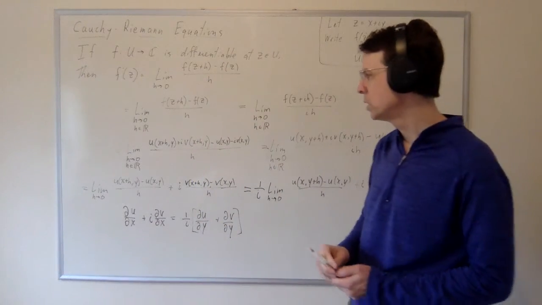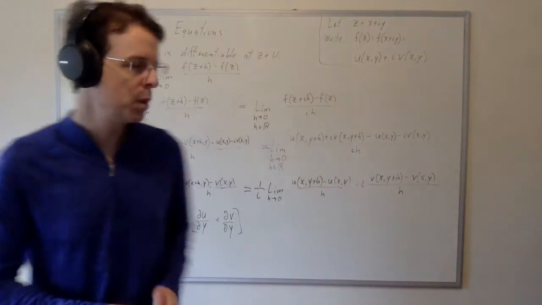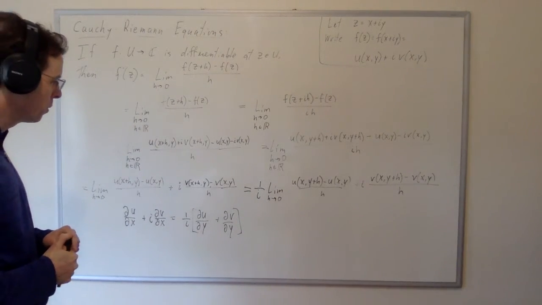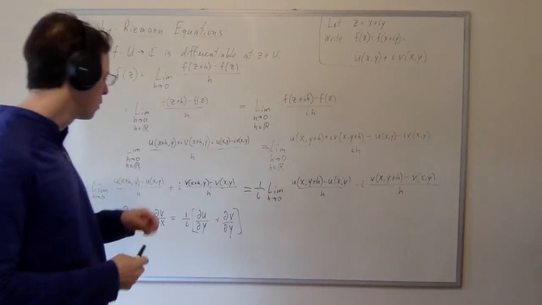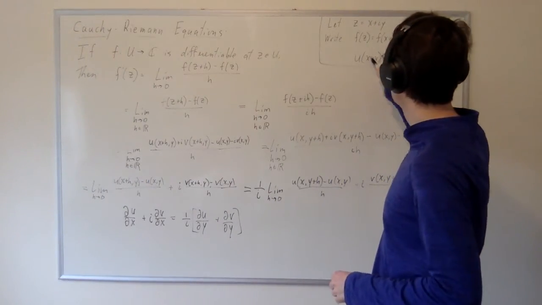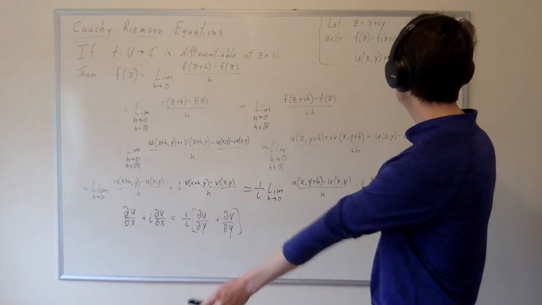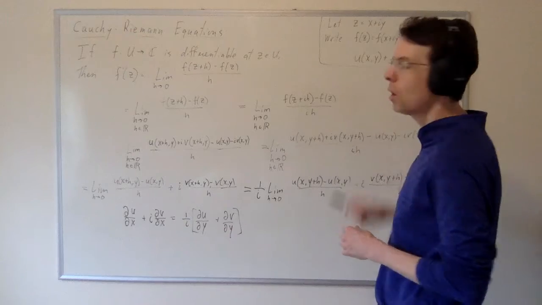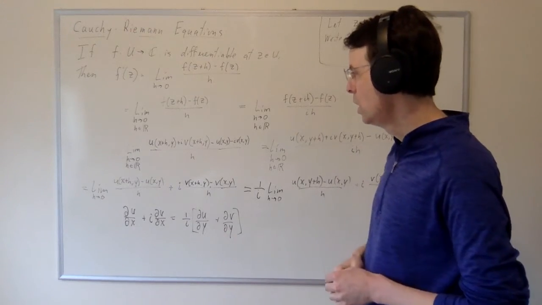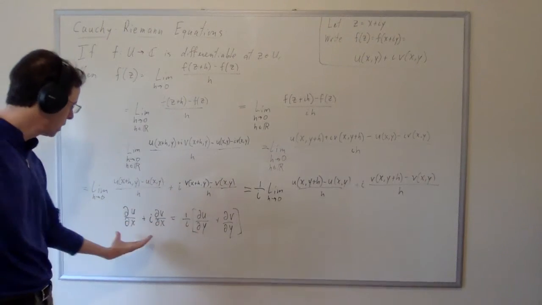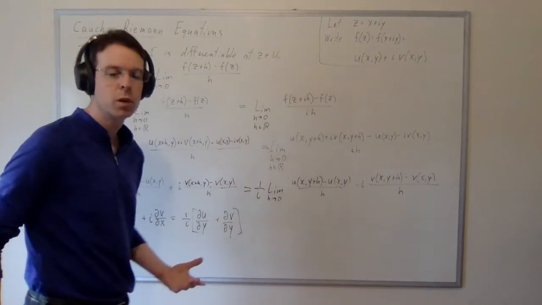Now, this equation by itself wouldn't be worth much, but it really is very valuable when we remember that u and v are real valued functions. So u is the real part of the output f of z, and v is the imaginary part of the same, which makes u and v both real valued functions. This is an equality among two complex numbers, this complex number here and this complex number here.